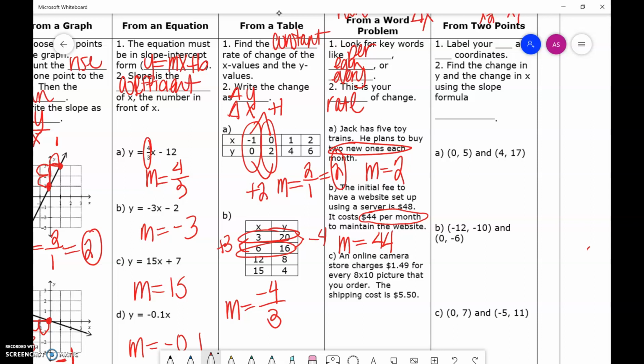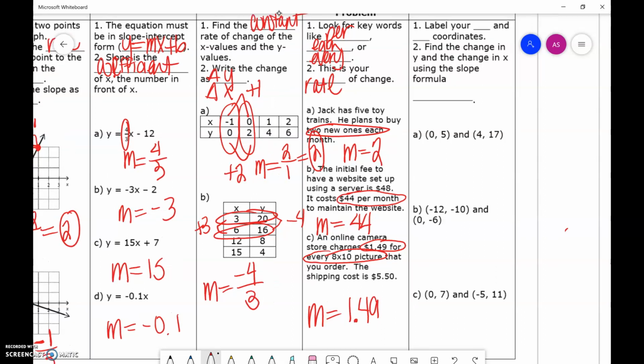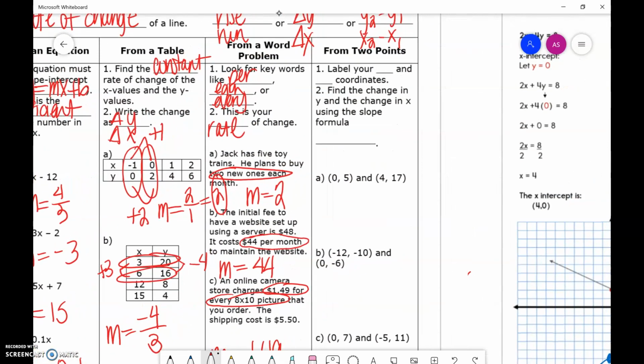camera store charges $1.49 for every 8x10 picture that you order. The shipping cost is $5.50. So it says $1.49 for every 8x10 photo. So m is going to be equal to 1.49. Okay, and that means $1.49 for every photo. Okay, lastly, we have 2 points.